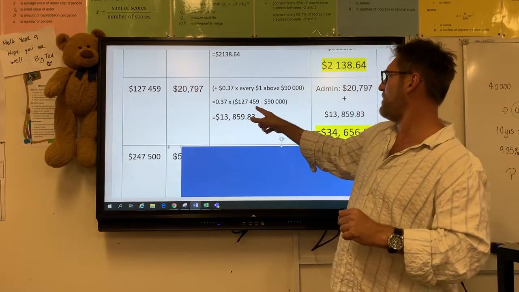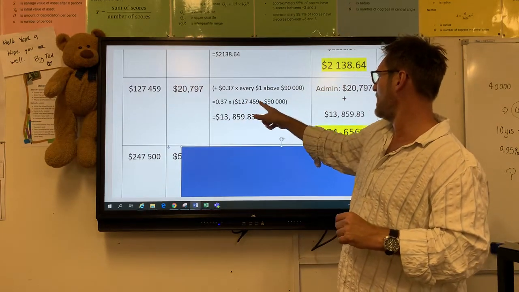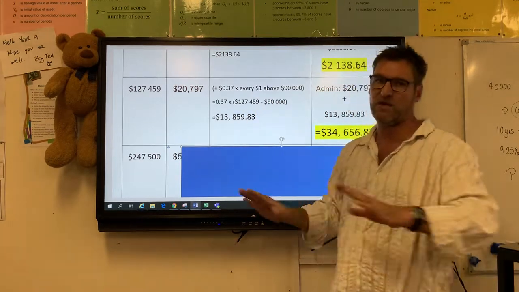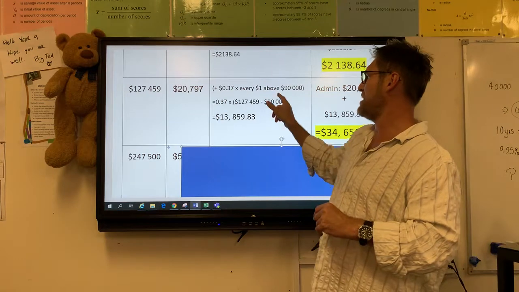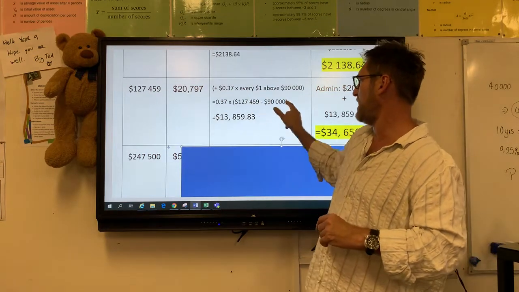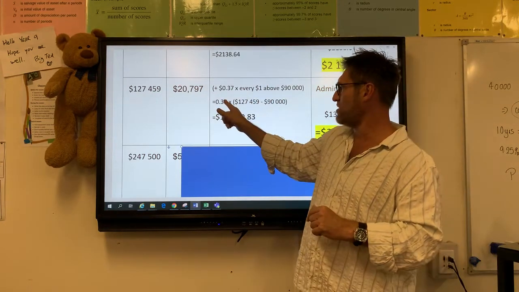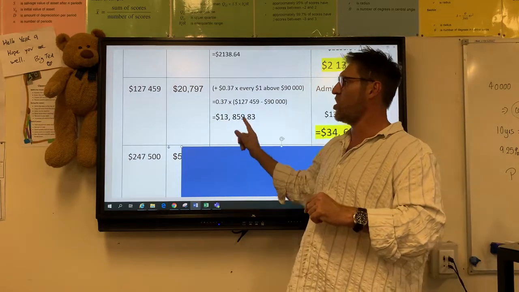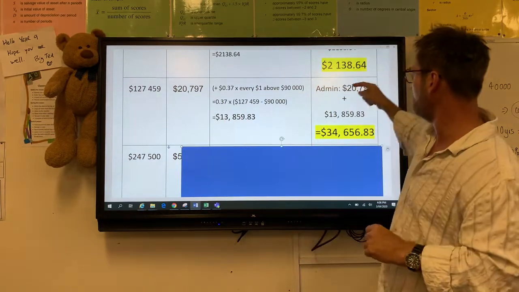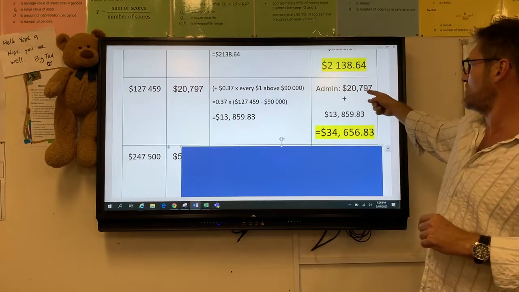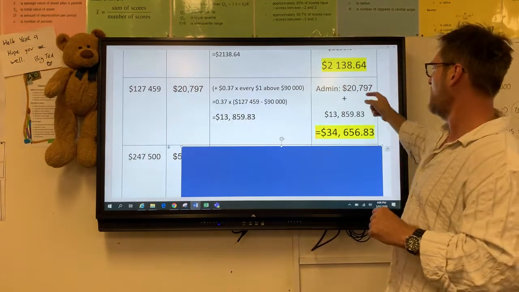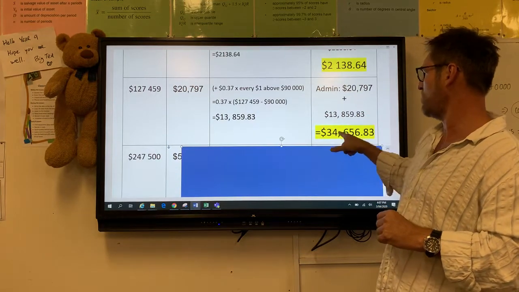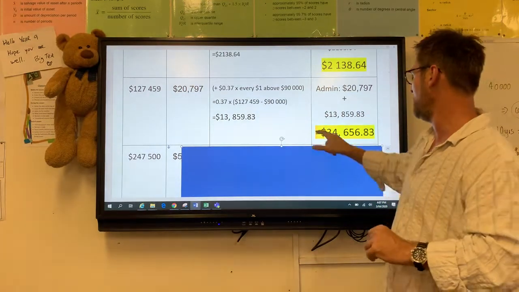So he went over the limit by $37,000. He doesn't pay all that to the government. That's the amount over. Type that in your calculator. How much over did he go? Times by the 37 cents. So he owes the government an extra $13,000 on top of the administration fee. So over here, we've got $20,000 that he owed as an admin fee, and another $13,000, adding those two amounts up to owe $34,000.